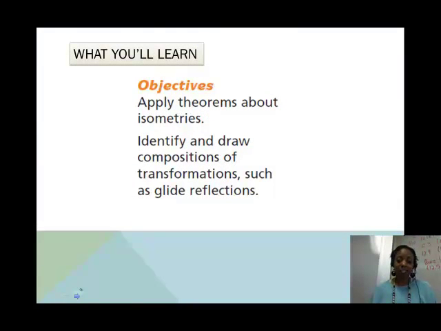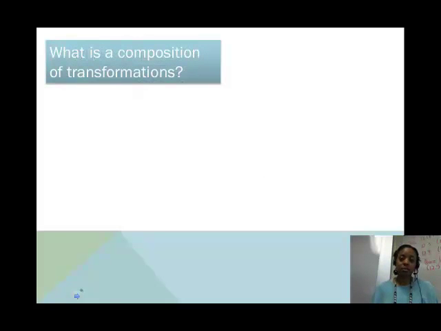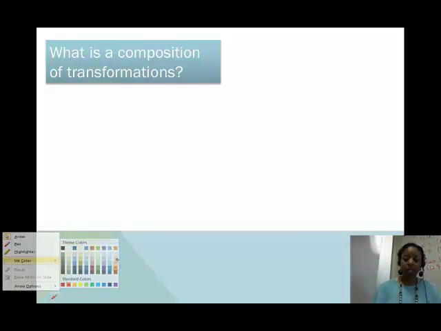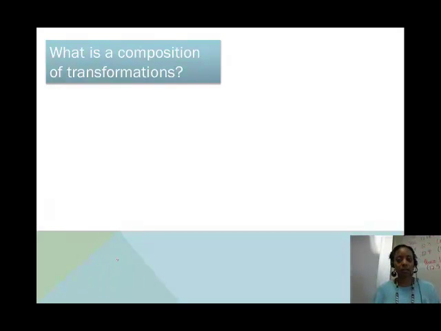Applying theorems about isometries and identifying and drawing compositions, transformations, and glide reflections are the objectives for this particular lesson. So what is a composition of transformations? A composition of transformations is actually just one transformation followed by another.